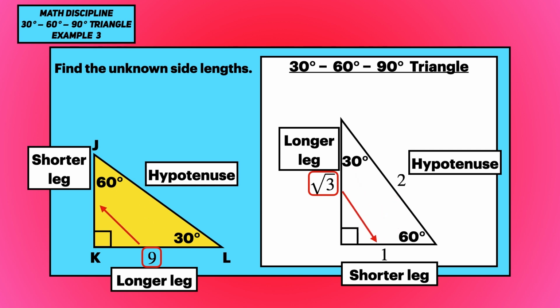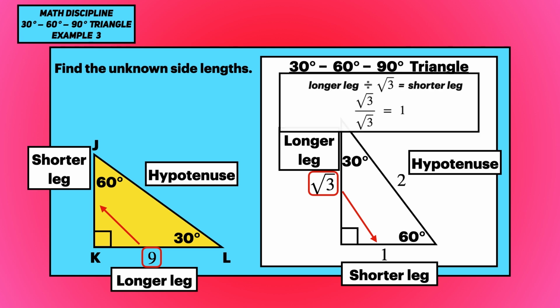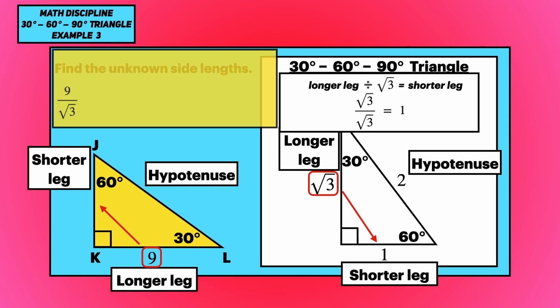As you can see in our reference triangle on the right, to go from the longer leg to the shorter leg, we need to divide by the square root of 3. So we divide 9 by the square root of 3, but this presents us with a problem. The square root of 3 is an irrational number, and our answer is not considered simplified if we have an irrational number in the denominator. So we have to get rid of the irrational number in the denominator.